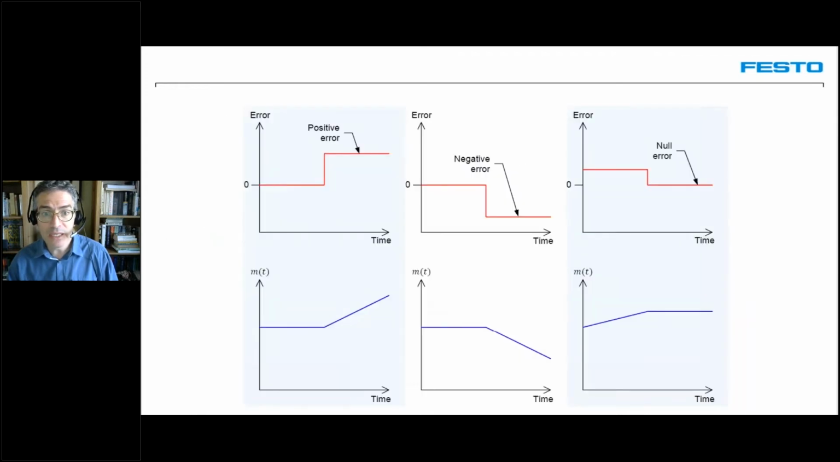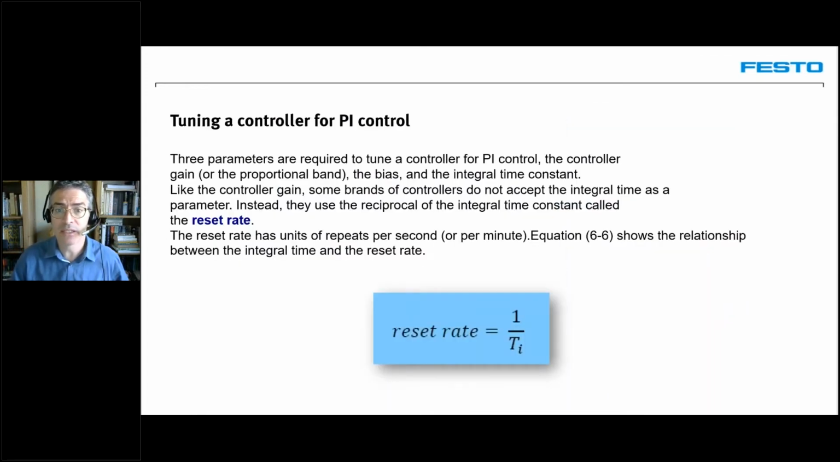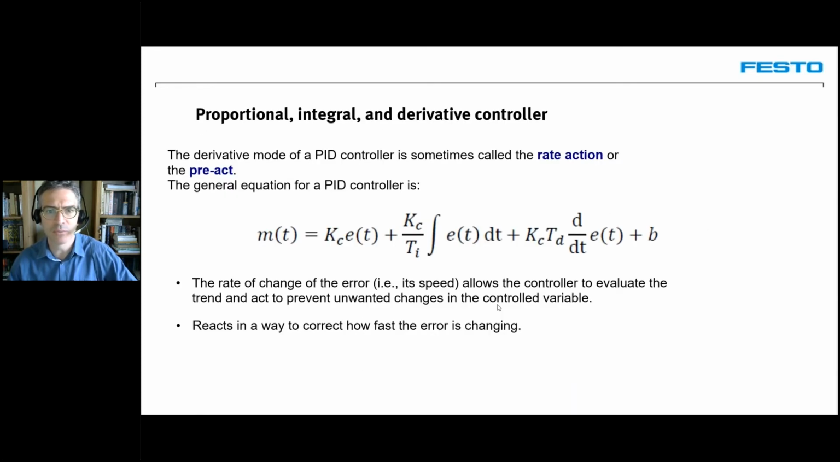The integral parameter can be defined either as the repeats per second, or the reset rate, or the time, the integral time. Okay, so the integral time constant. So again, it's the reciprocal. The integral time is the reciprocal of reset rate. And again, it's just a distinction of definition and how the manufacturer of the controller wants to define that. In our examples, we will be using the integral time, but know that you might meet the reset rate at some point.